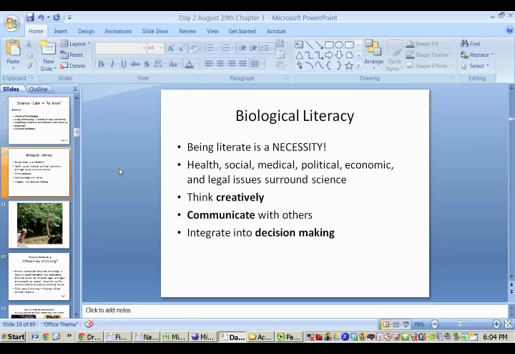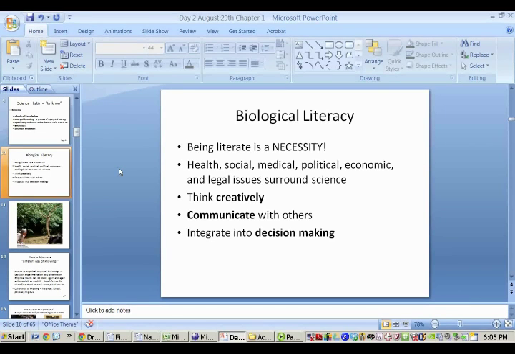We see lots of health issues. Like I said, I'm diabetic, and so that affects me. There are people that have cancer. There are other types of communicable diseases like the cold or flu or HIV and AIDS. Biological literacy is a necessity as far as some of the social, medical, and political impacts.